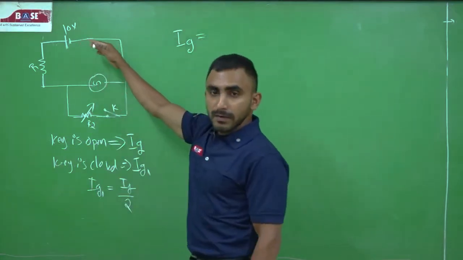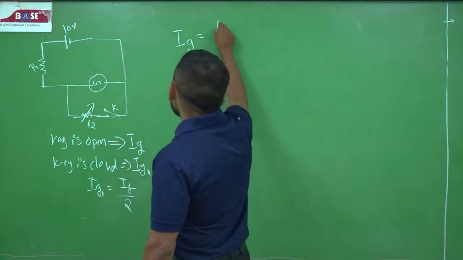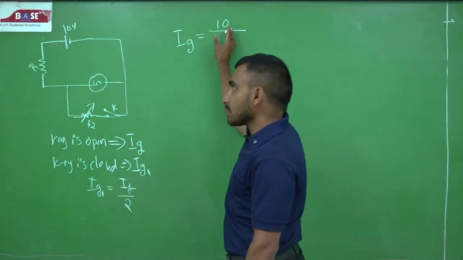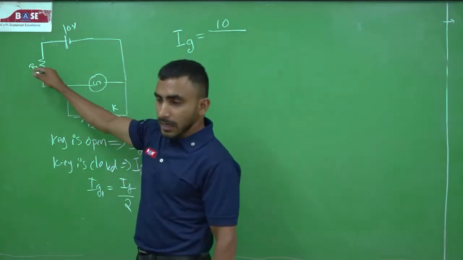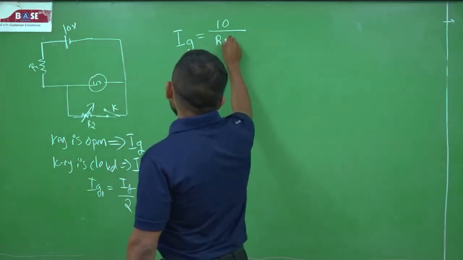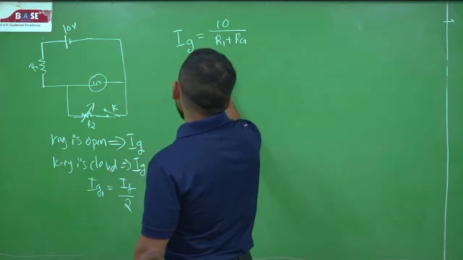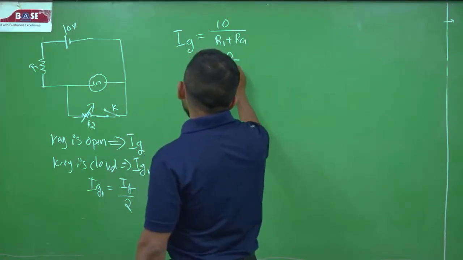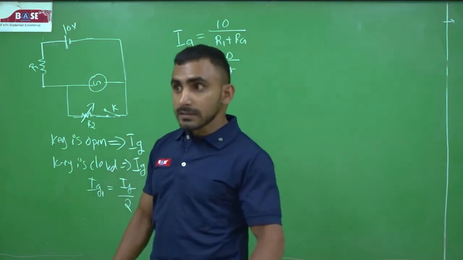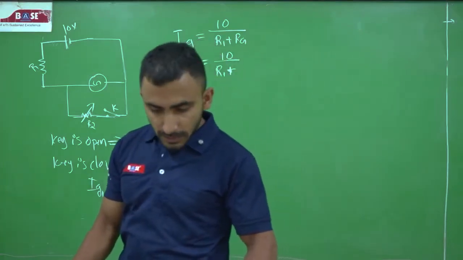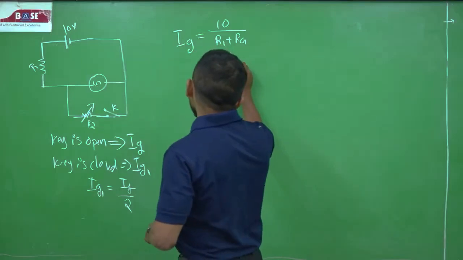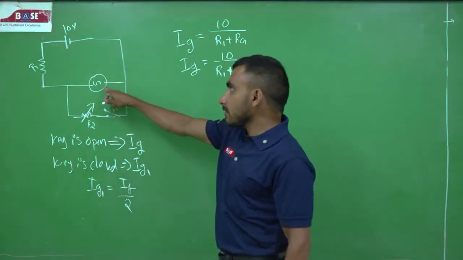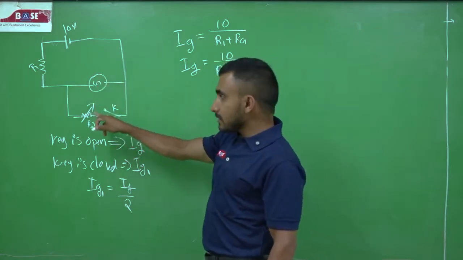So the EMF of the battery is 10 volt. So 10 divided by the total resistance, the resistance of the galvanometer and this R1. So it will be R1 plus the resistance of the galvanometer. So Ig will be 10 by R1 plus Rg. We don't know R1, but we know the resistance of the galvanometer, it is given in the question, that is 6 ohm. So we got Ig.